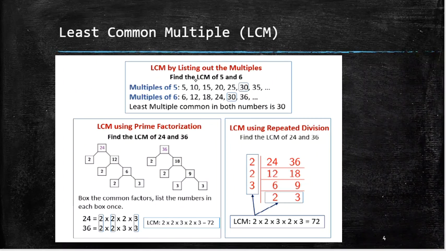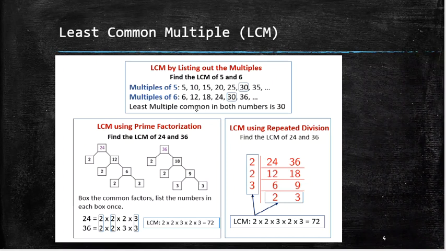For example, we want to find the LCM of 5 and 6. First, we list out all multiples of 5 and also multiples of 6. Then we find the least multiple common to both numbers. Multiples of 5 are 5, 10, 15, 20, 25, 30, 35, and so on. Multiples of 6, we have 6, 12, 18, 24, 30, 36, and so on.